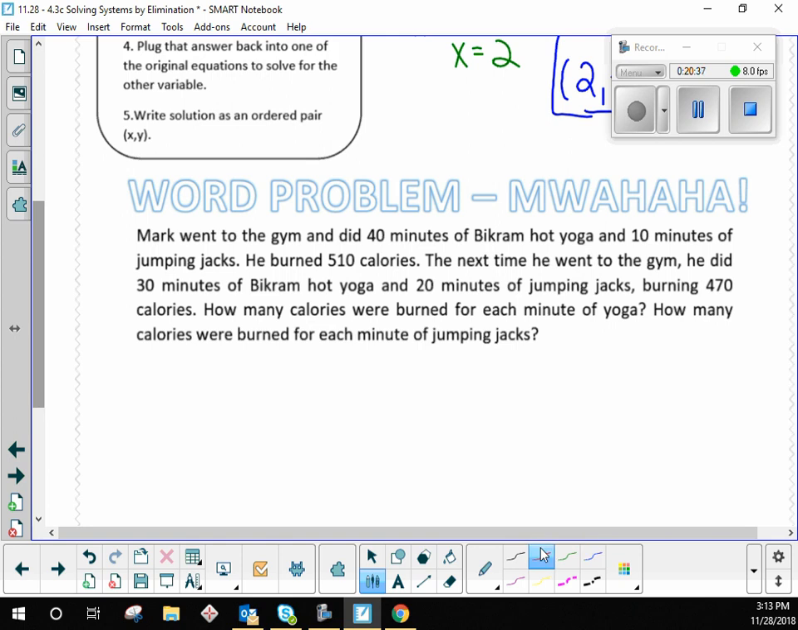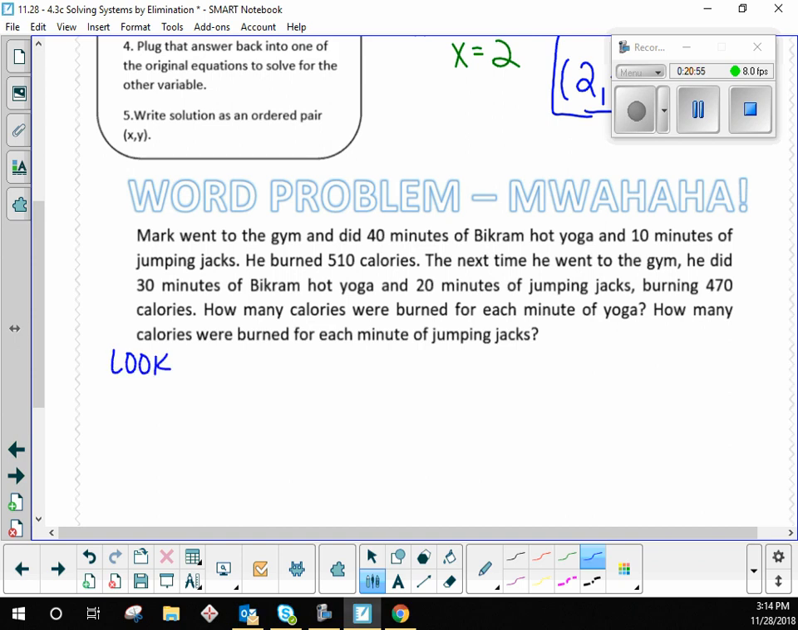So for a word problem, I always recommend you start by figuring out what it is you're looking for. Don't even think about the rest of the problem. Don't even worry about the fact that there's 1,000 words and your brain wants to shut down because you hate word problems. Just zero in on what you're trying to find, and then we'll think about everything else, okay?